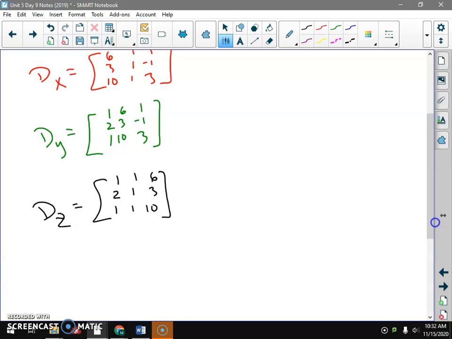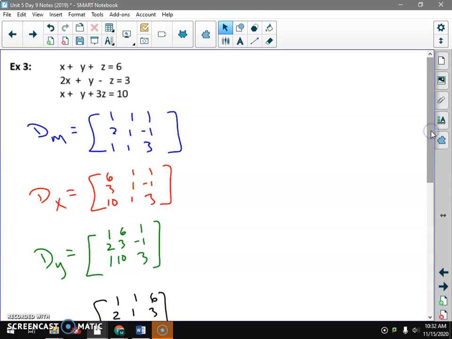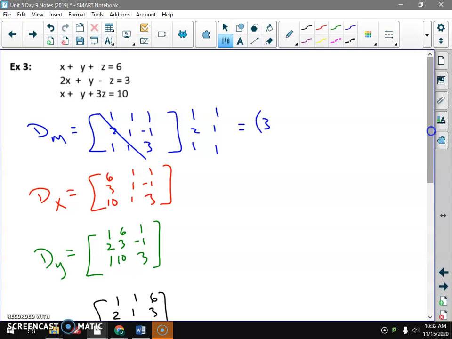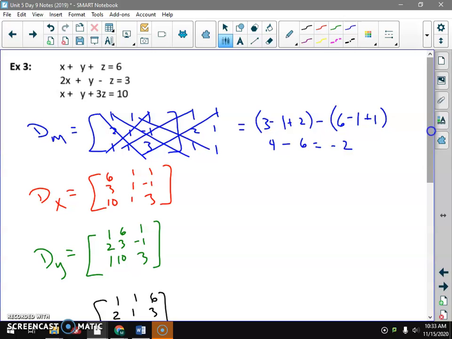We've got to find 4 determinants. Copy columns 1 and 2 and find the blue determinant. Let's see. 1, 1, 3 equals 3. 1, negative 1, 1 equals negative 1. 1, 2, 1 equals 2. 3 plus 2 is 5, minus 1 is 4. Minus 3 times 2 is 6. 1 times negative 1 is negative 1. 1 times 1 is 1. 4 minus 6 equals negative 2. That's what's going to go on all the bottoms.